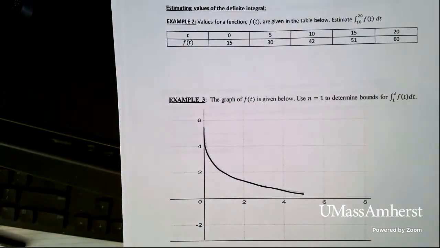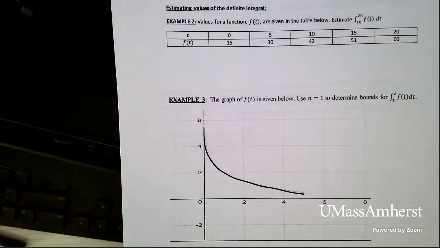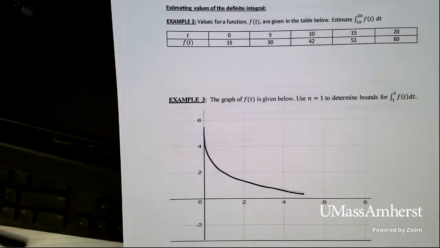So example 2 says values for a function f of t are given in the table below. Estimate the area under the curve from 10 to 20 of f of t dt. So I want you to think about what we know from before and what we know from today to figure out how we might answer this question. And then for example 3, the graph of f of t is given below. Use n equals 1 to determine bounds for the area under the curve from 1 to 3 f of t dt. What do bounds mean? So that's the upper bound and the lower bound of what the actual area is. So an overestimate and an underestimate.